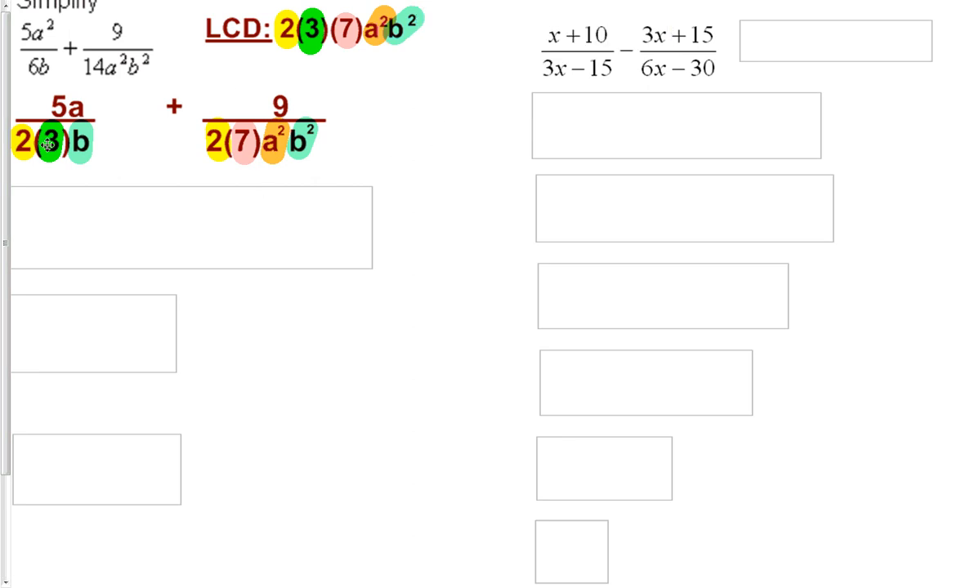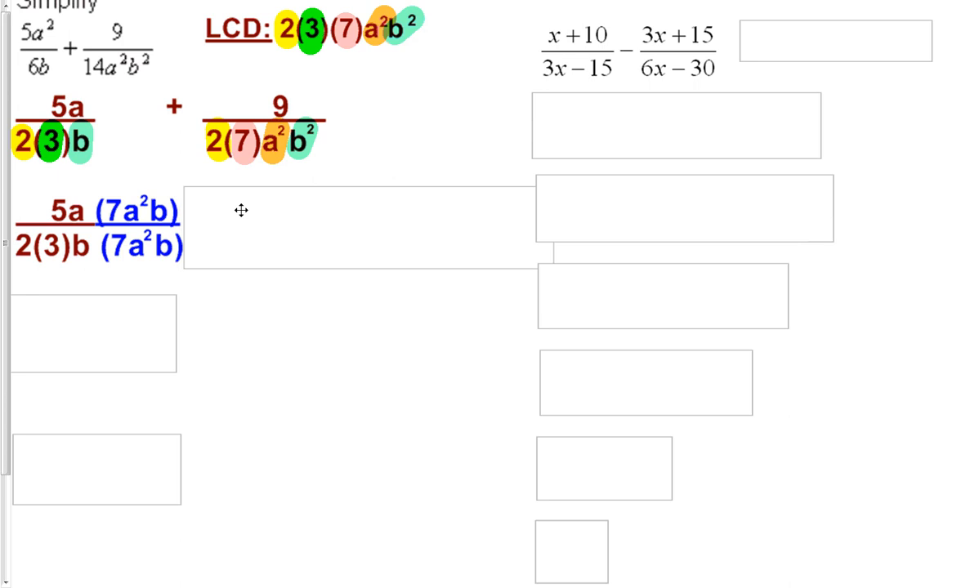Now, in order to get our least common denominator on both sides, we need to figure out what we need to multiply by. So we have the 2 already, we have the 3 already. We don't have a 7 or an A squared, and our B, we're missing one of the B's. So we need to multiply top and bottom by 7A squared B, because that's what we're going to need to get to that least common denominator. So, since we don't want to change it, clever form of 1, 7A squared B on top and bottom.